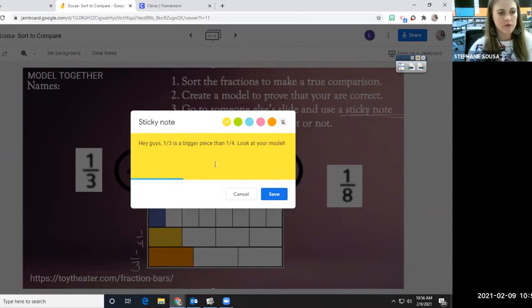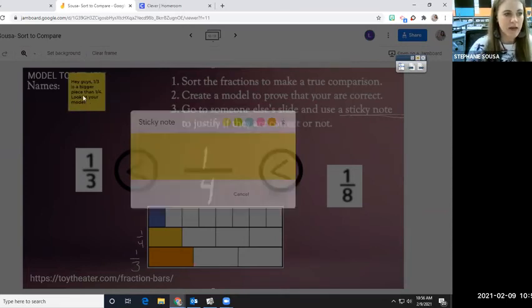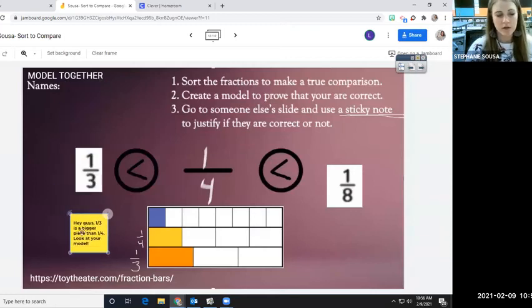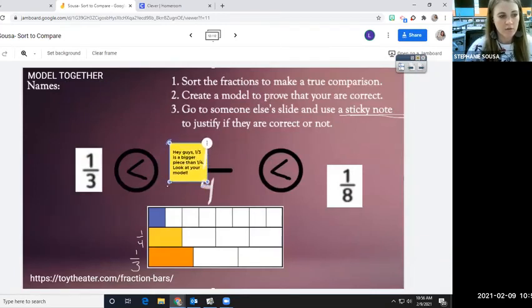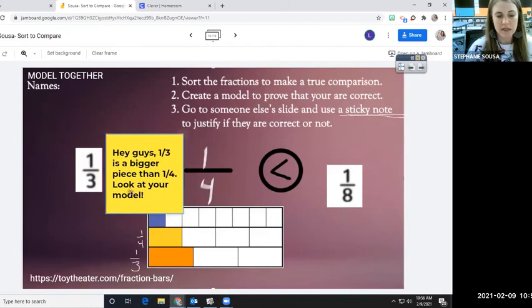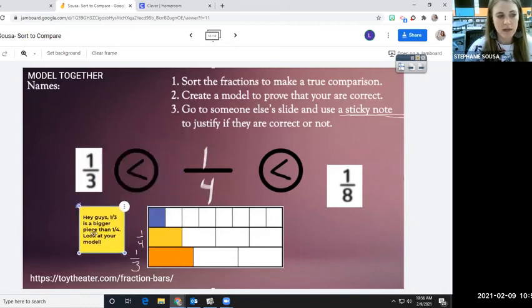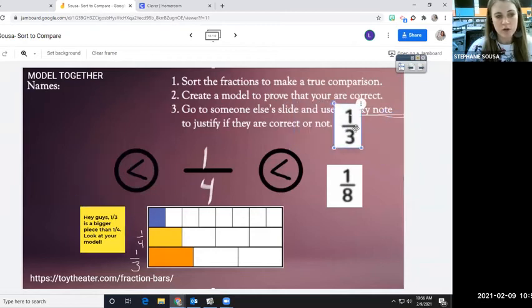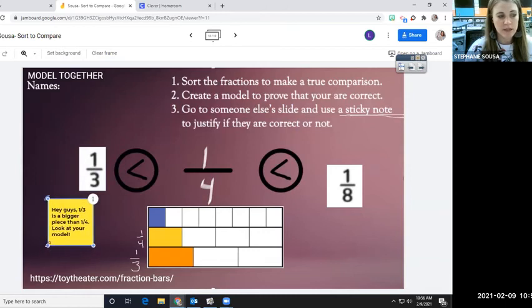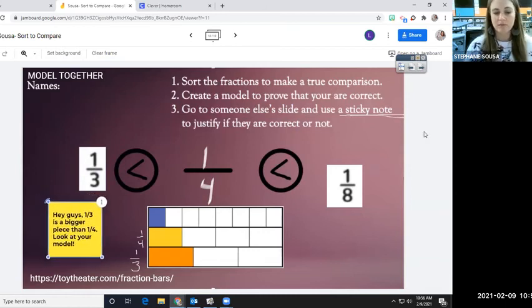And then I'm going to respectfully leave that sticky note by their work. I am not going to cover up their work so that it can't be seen, because other groups need to give them feedback. I am not going to move their work so that other groups think they got it right when they didn't. I'm just going to put my sticky note so they can think about it and be done.